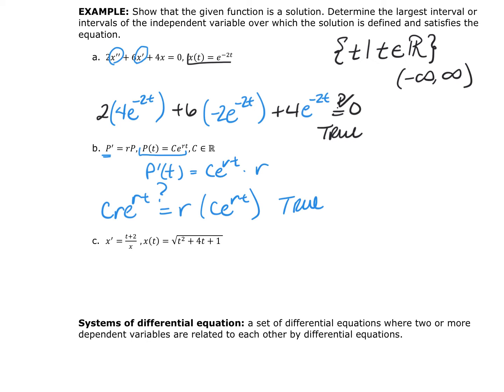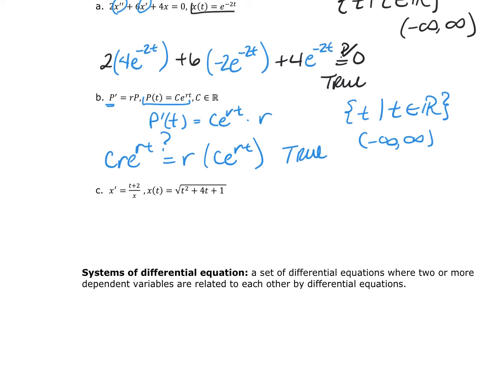And again, we ask ourselves, what kind of restrictions can we put on t, or are there any restrictions to put on t that would make this undefined? And the answer is no. So its domain is, again, I'm using t as my independent variable, t belongs to the real numbers, or negative infinity to infinity. All right. Now, let's take a look at my next example.